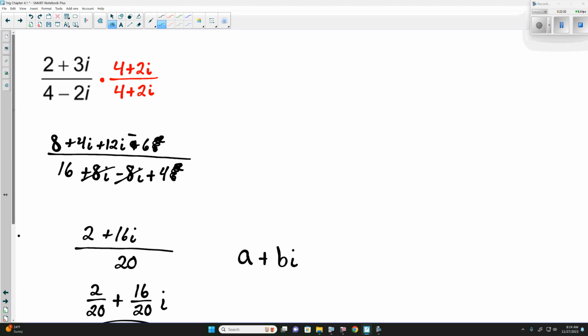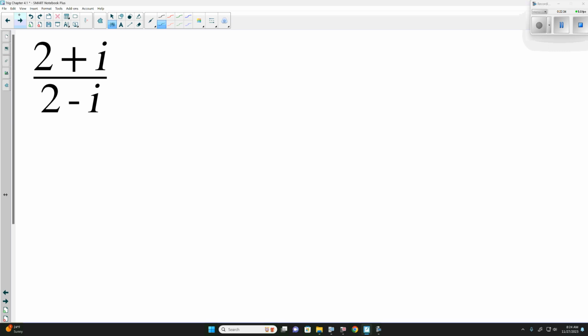Questions on division? So really, even with this one here, we can plug it into the calculator and let it do it for us. Yes?